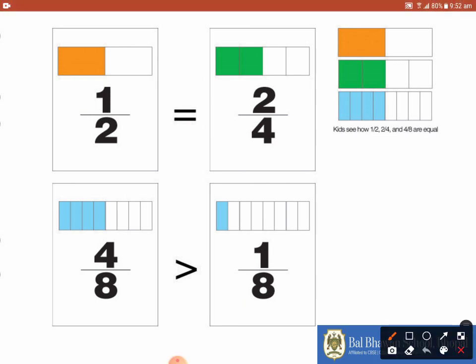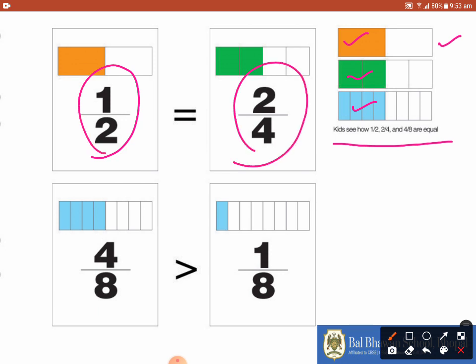Here you can see a rectangle which is divided into 2 parts, and 1 part is shaded. In the second rectangle, the whole is divided into 4 equal parts where 2 parts are shaded, and in the third rectangle, the whole is divided into 8 parts where 4 parts are shaded. But by looking at the picture, we can easily identify that all of these rectangles are showing half of the whole. It means they all are equal. So we can say that 1 upon 2 is equal to 2 upon 4, which is also equal to 4 upon 8.